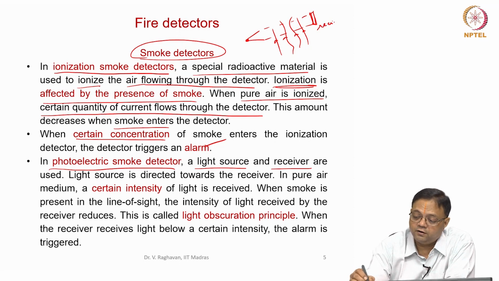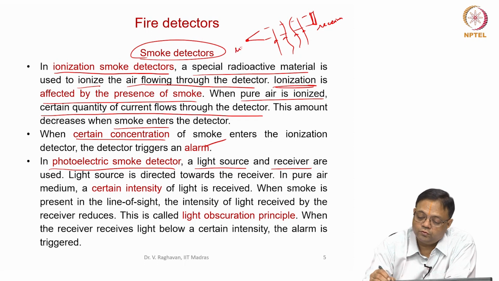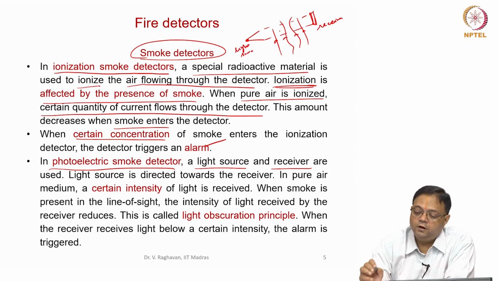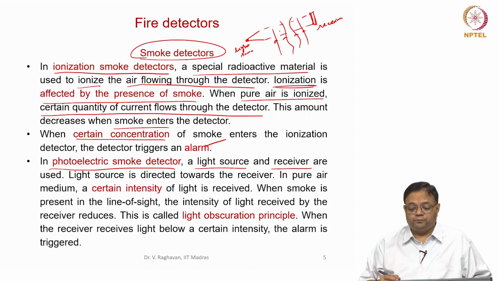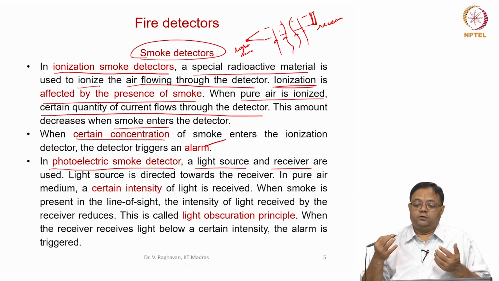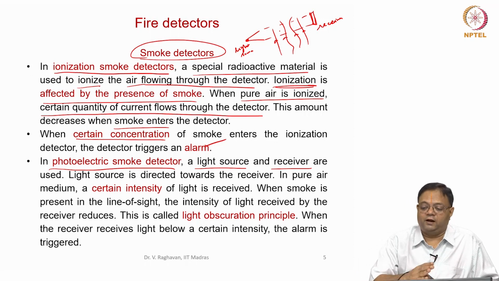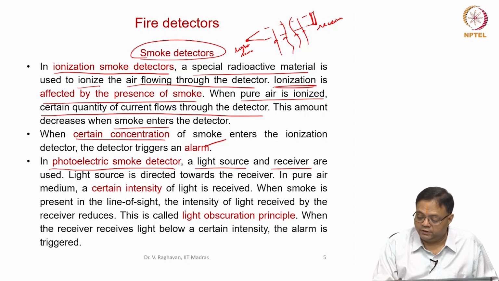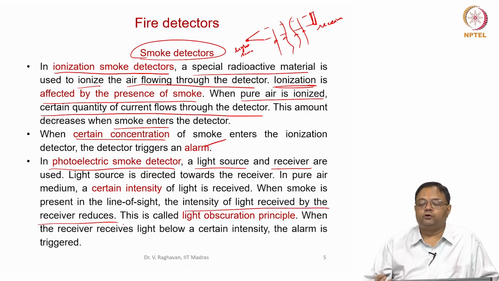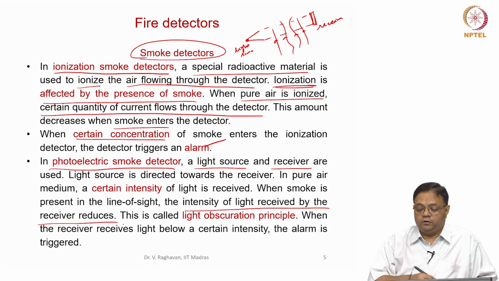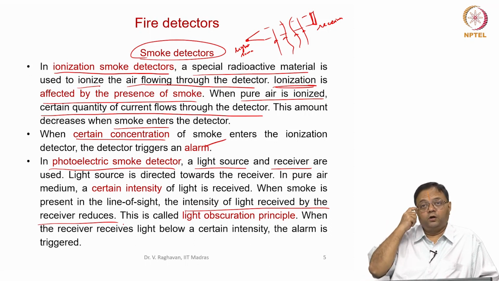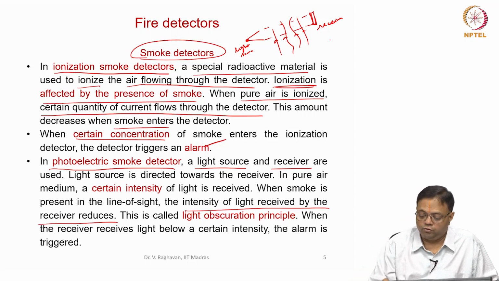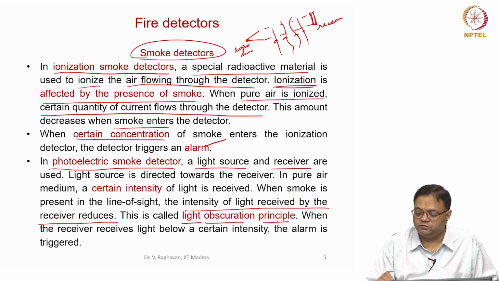This is the receiver, and this is the light source. Now, if smoke flows in between these two, on the line of sight between the source and the detector, then the intensity of the light received by the receiver will reduce because of the soot particles absorbing light. The intensity falling on the receiver will reduce. So, this method is called the light obscuration principle.